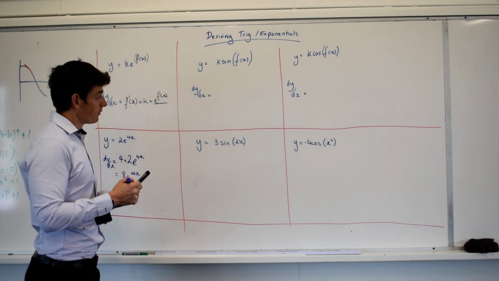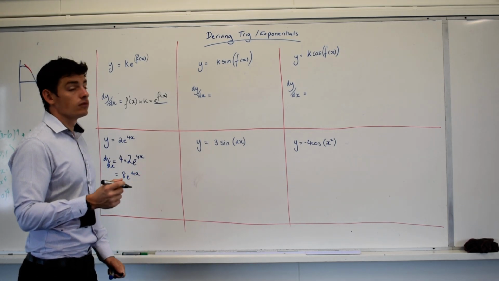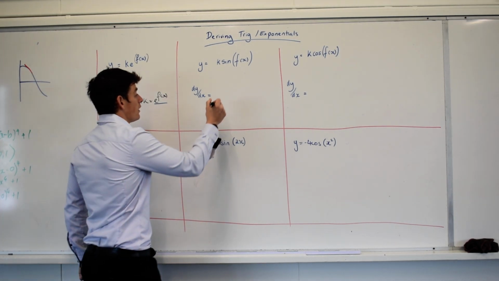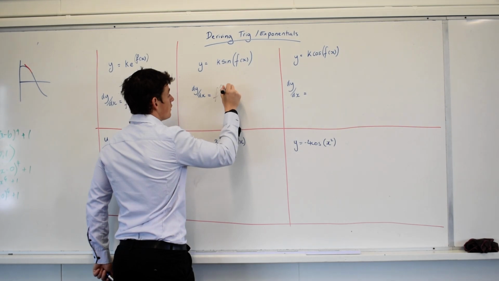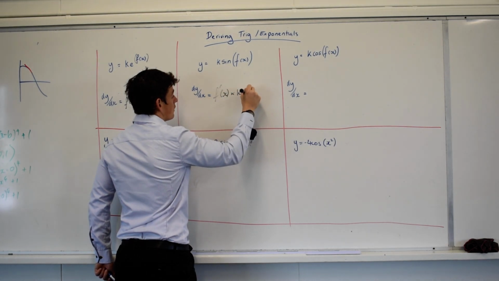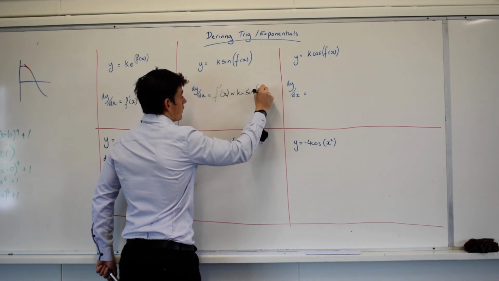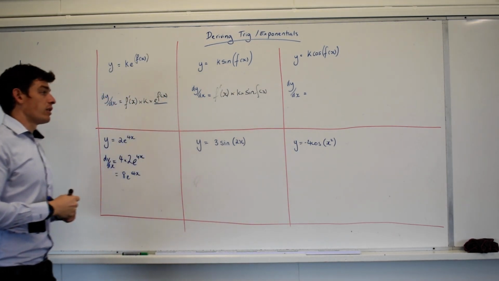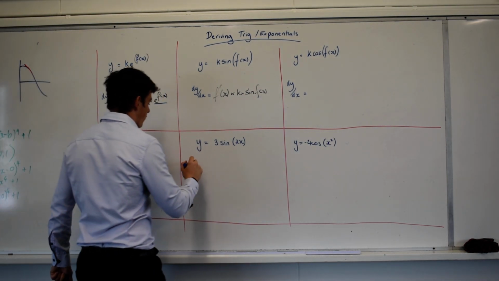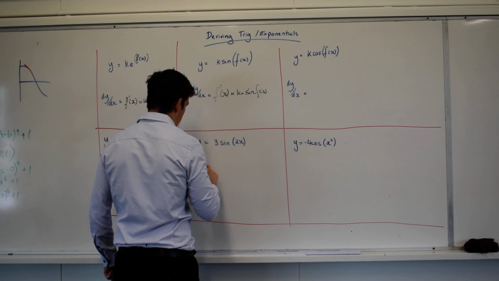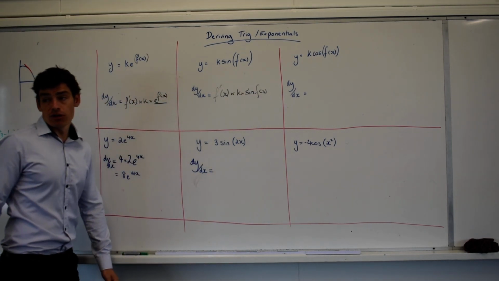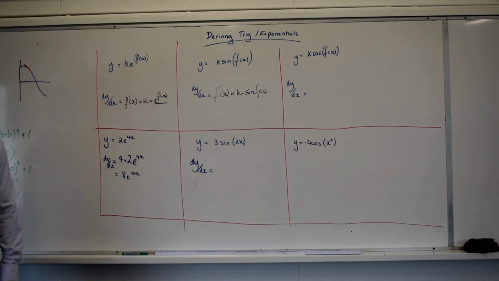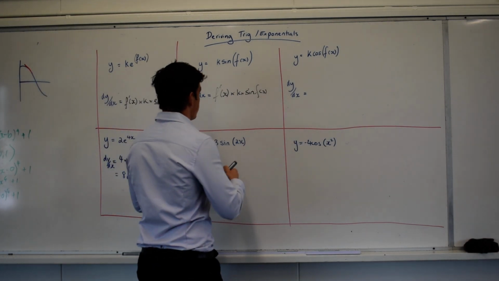So what's the rule for our second one? What do you reckon, Max? Same. f dash x times k sine f of x. So understanding what you know about how I solve these problems, what's the first thing I'm going to write when I solve the example below? What's the first thing I'm going to write? Oh, it is cos, very good. That's right.